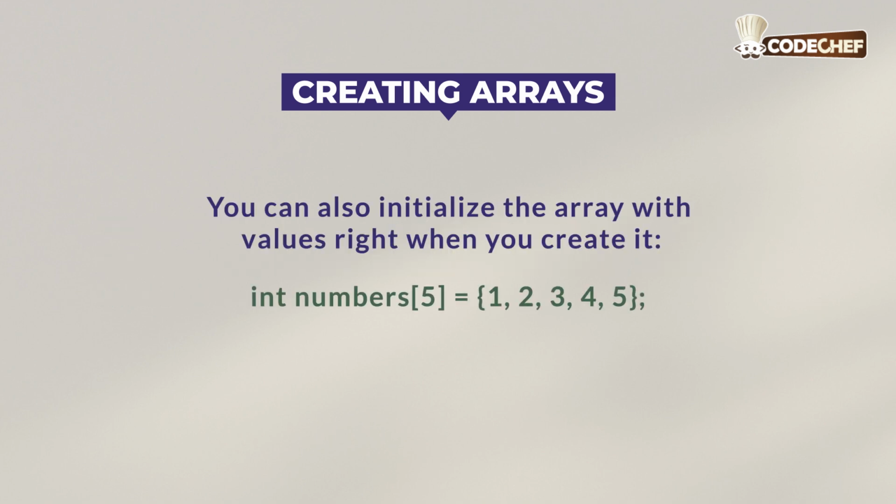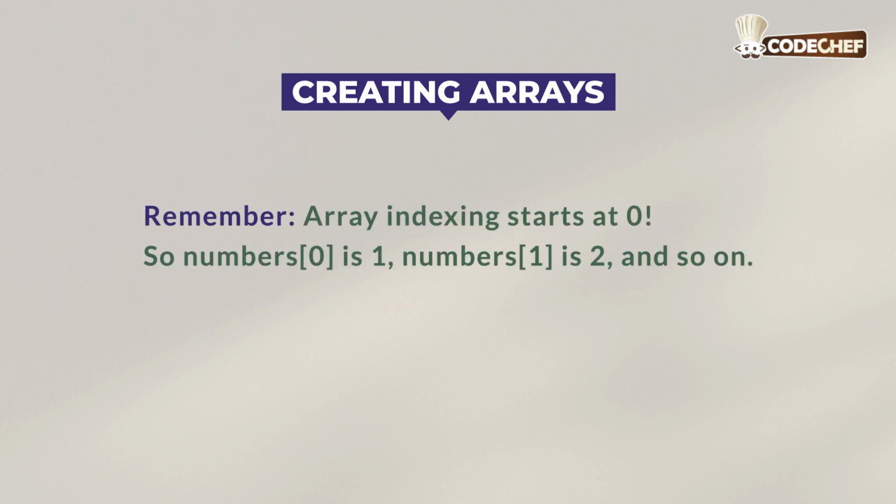You can also initialize the array with values right when you create it. For example, int numbers[5] = {1, 2, 3, 4, 5}. What exactly is happening here is: int is the data type, numbers is the name of the array, and 5 means the array can hold 5 elements. Those are the actual values stored at positions 0, 1, 2, 3 and 4. Remember, array indexing starts at 0, so numbers[0] is 1. At position 0 we have value 1 and at position 1 we have value 2 and so on.